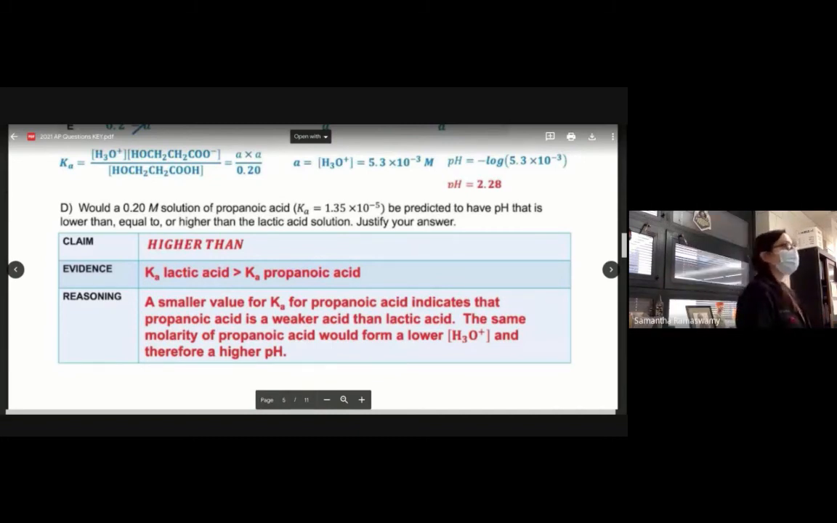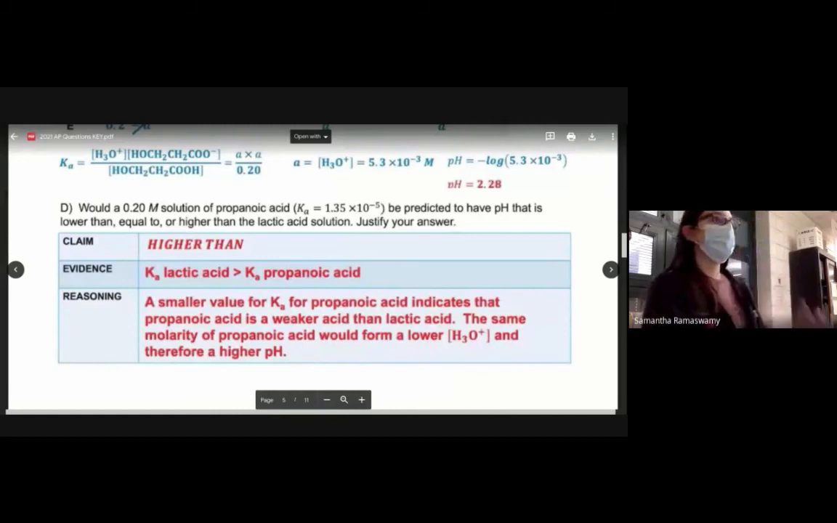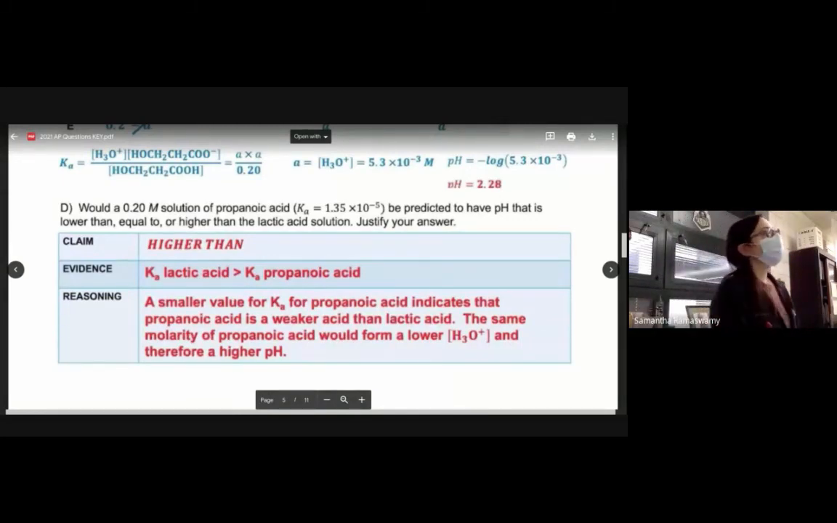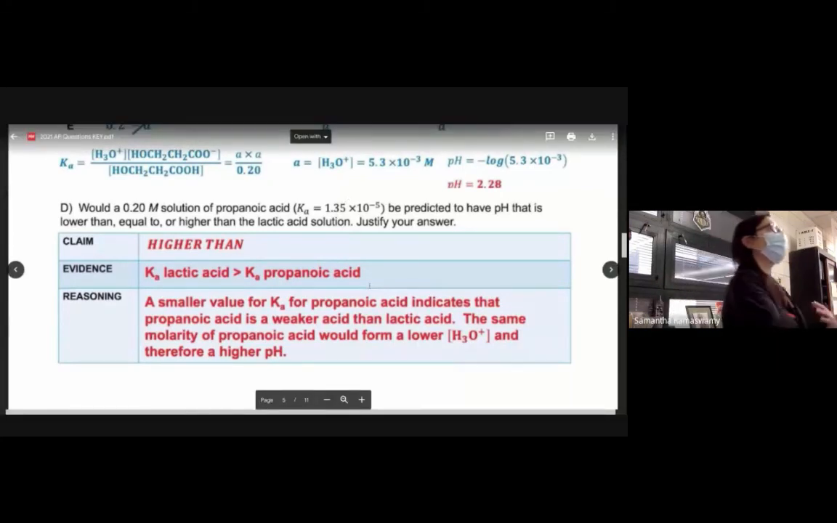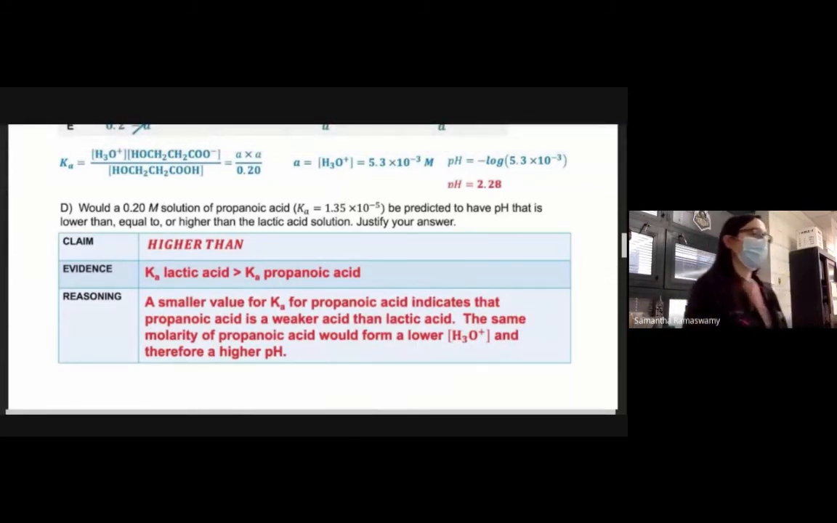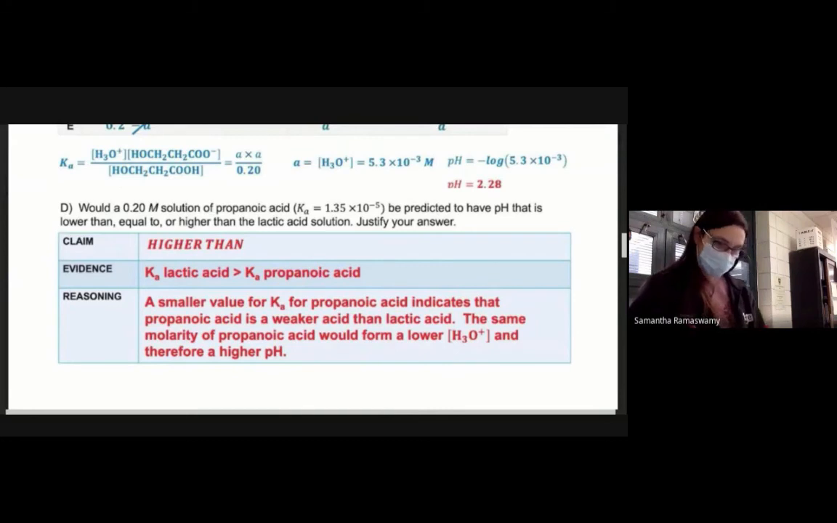All right, because the larger the Ka, the stronger the acid, the more H plus it produces in solution, and the lower the pH. Well, if you're looking for the opposite, a lower Ka means it's a weaker acid, doesn't produce as much H plus, doesn't have as low of a pH. So in that case, we're comparing the Ka, and then we have to apply it to strengths of acids and what that means about pH.